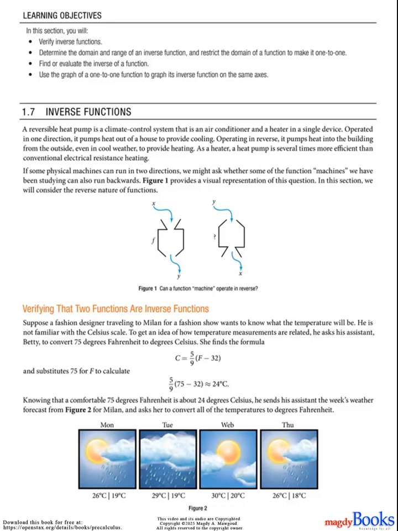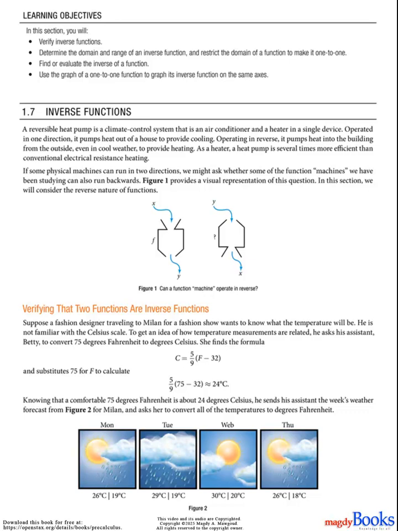C equals 5/9 times (F minus 32), and substitutes 75 for F to calculate 5/9 times (75 minus 32), which is almost equal to 24 degrees C. Knowing that a comfortable 75 degrees Fahrenheit is about 24 degrees Celsius, he sends his assistant the week's weather forecast from Figure 2 for Milan, and asks her to convert all of the temperatures to degrees Fahrenheit.